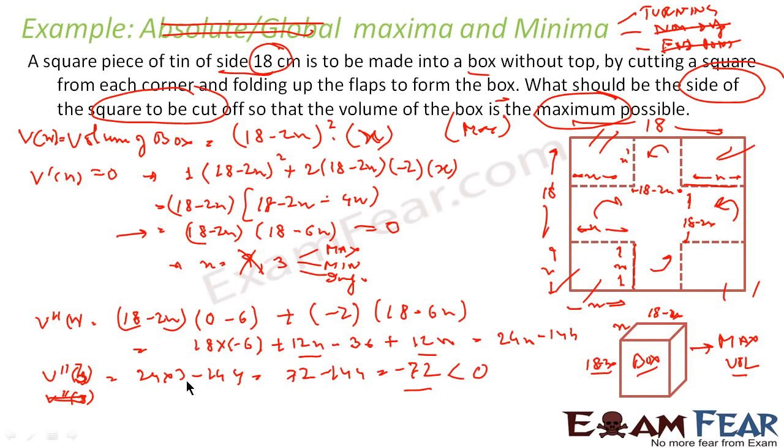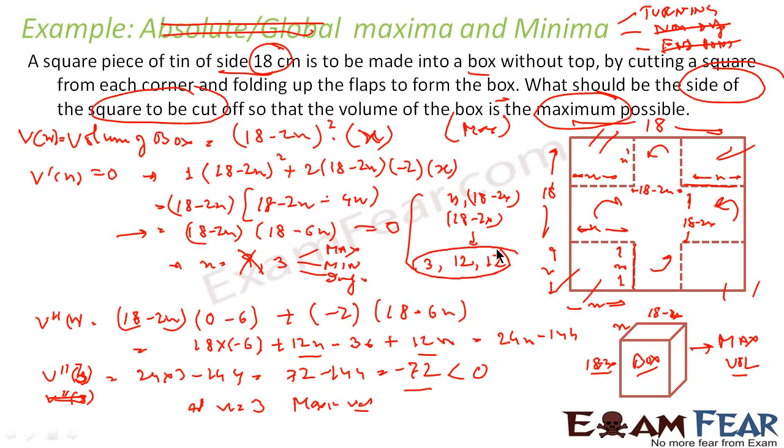Since it is less than 0, I can say that at x is equal to 3, this function has maxima value. So my sides are x, 18 minus 2x, and 18 minus 2x, correct? Now let's put the value. X is 3, so 3, 18 minus 2 into 3, that is 18 minus 6, that is 12, and this also 12. So these are my sides of the box which has the maximum volume.